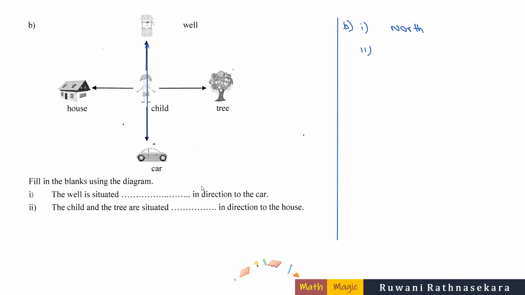The child and the tree are in which direction to the house? Child and the tree. Which direction of the house? This is the house. If you observe the child and the tree, they are to the east. Right? These 2 answers also carry 2 marks each. And finalize your mark out of 12 for this question too.